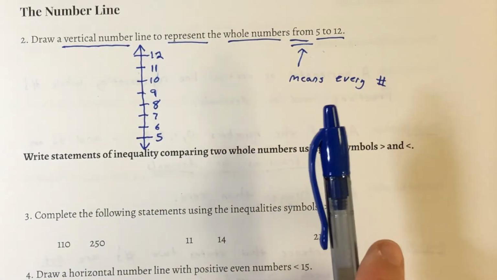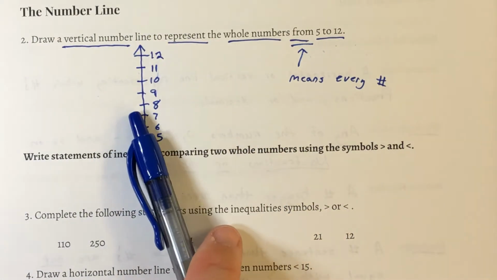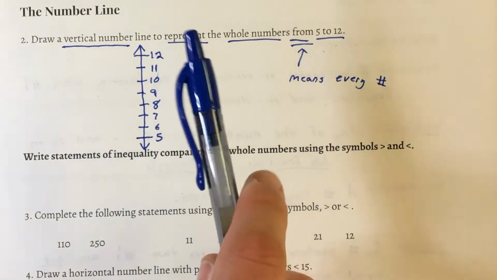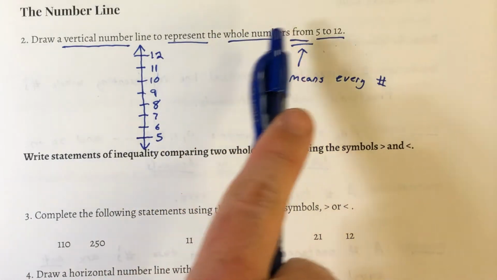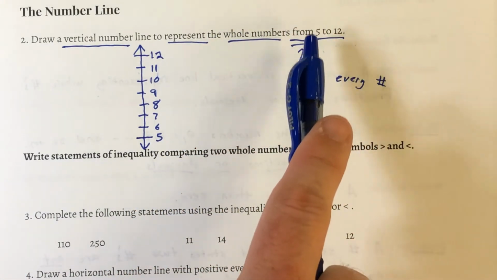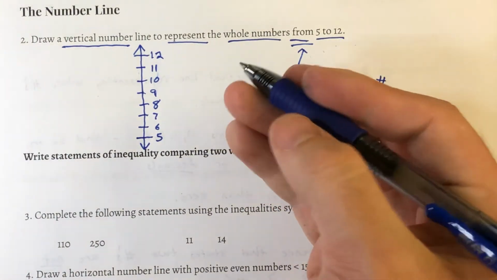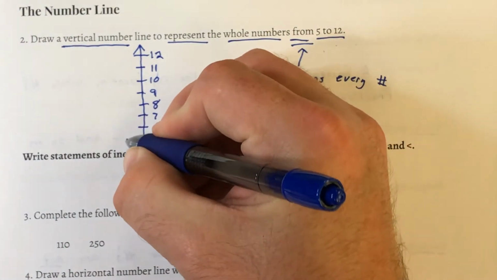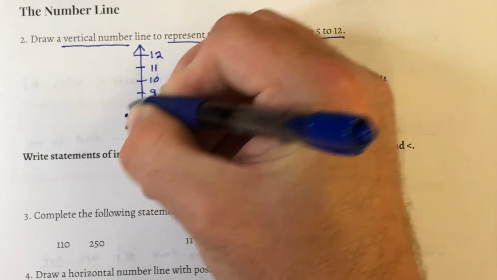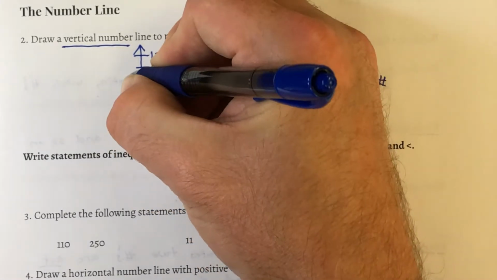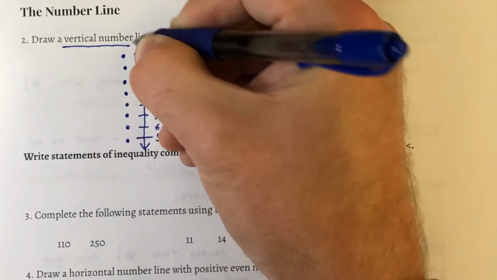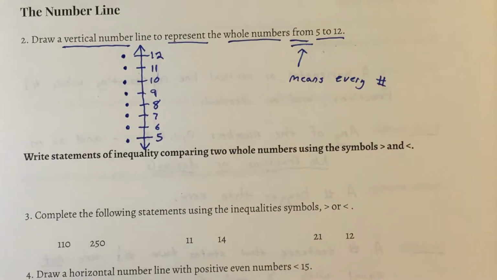All right, last part. Again, I'm not finished. I need to know that you know that we are doing all the numbers from 5 to 12. So that means which numbers are from 5 to 12. We would put dots on every single last one. We need to show people that we know which numbers are from 5 all the way to 12.